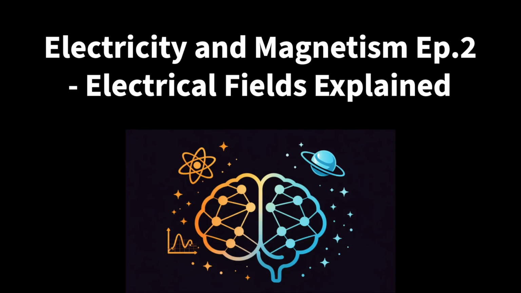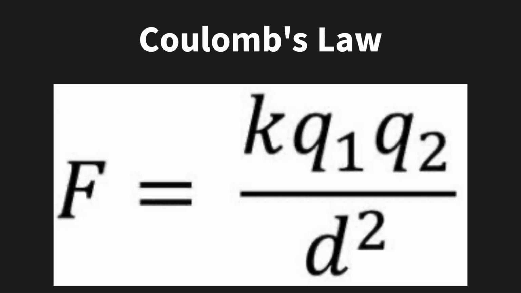In this series, I'm going to be going over the MIT OpenCourseWare course on electricity and magnetism. For reference, I'm a high school student and this is college physics, so we'll see how this goes. I want to create a unique dynamic where I'm both the student and the teacher. This is episode 2. In the last episode, we talked about Coulomb's law.